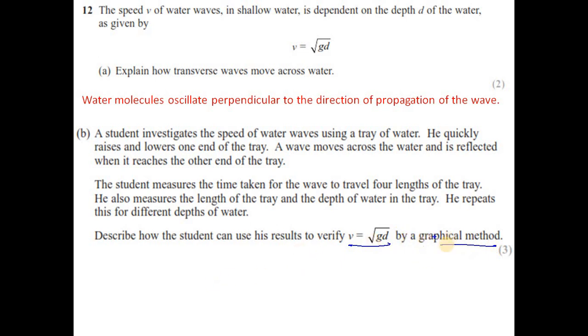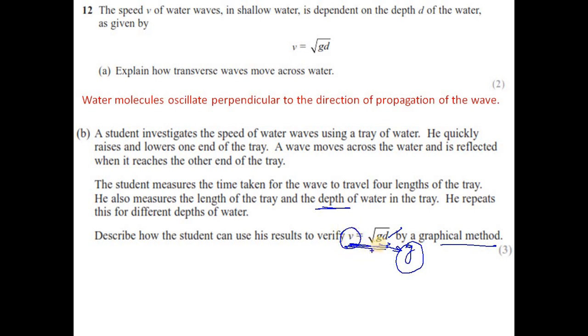So you need to plot a graph using this equation, and we are looking at the value of g here, which is 9.81. If the student can plot a graph from which he verifies the value of g, that means this equation is verified. For this equation, the depth he is measuring from the tray. What about the velocity?